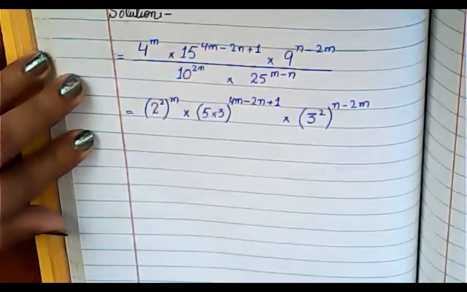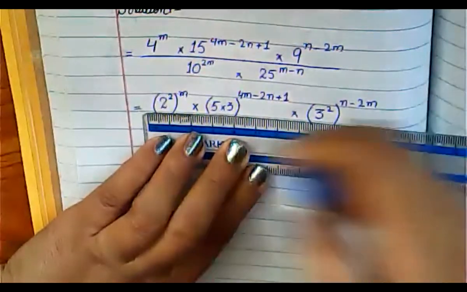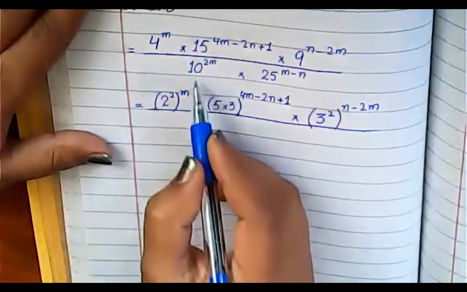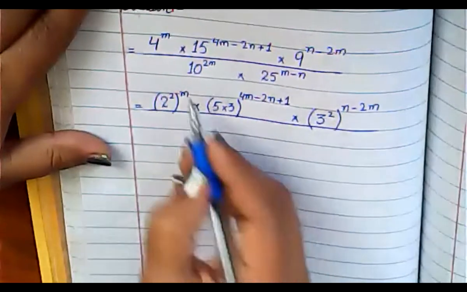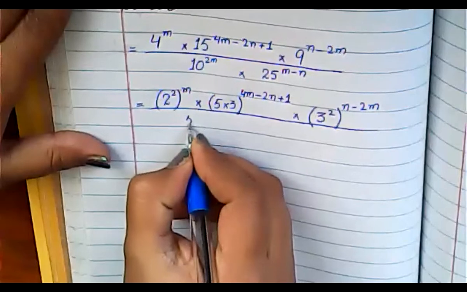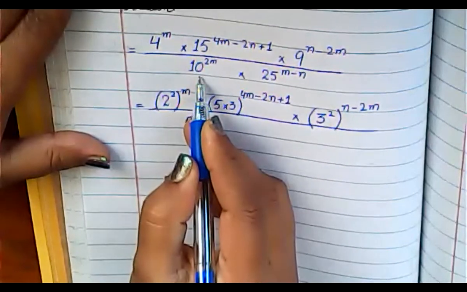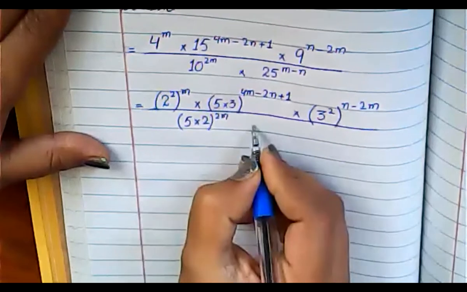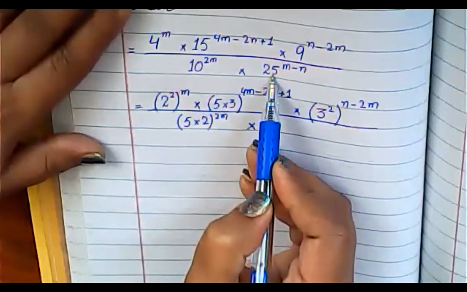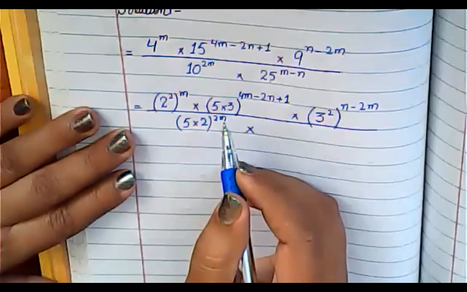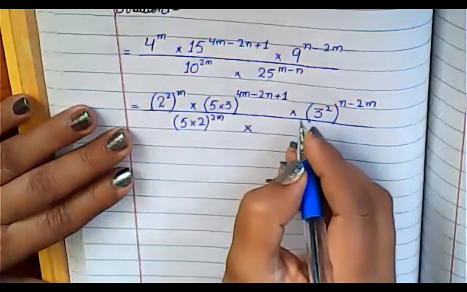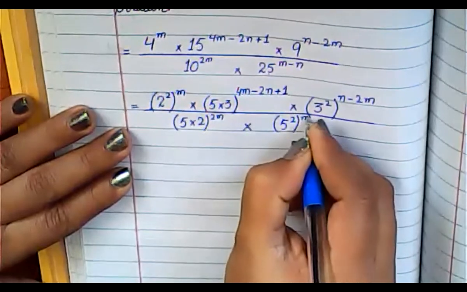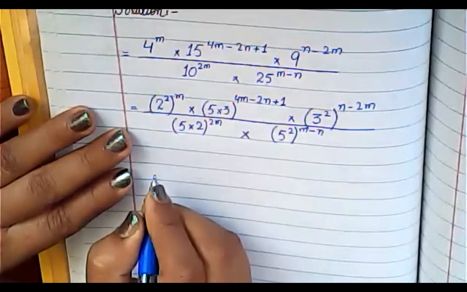Understand? Now the division sign. I'm going to use a scale; crooked lines are not good. Now, what do you have? 10. 10 is not the square or cube of anyone, so you can break this 10 into factors. How? When you multiply 5 by 2, you will get 10, and this whole term has a power, which is 2m. Understand? Then multiply. Now this is 25. 25 is the square of 5, so you will write 5 squared, and it has a whole power, which is m−n. Understand? Is it clear?